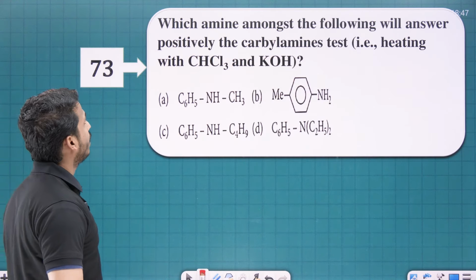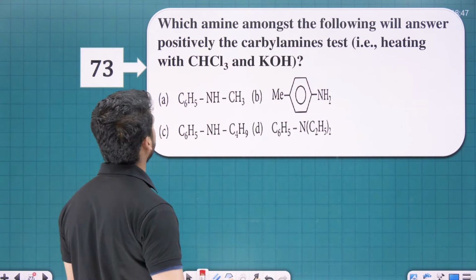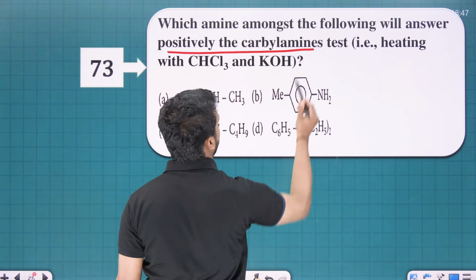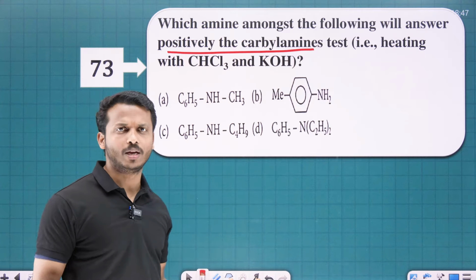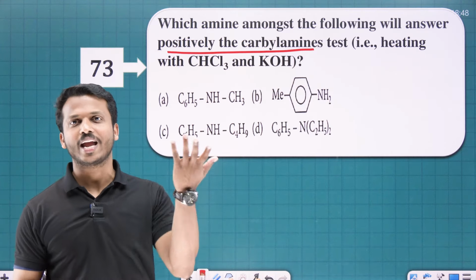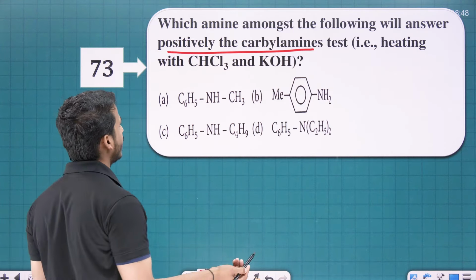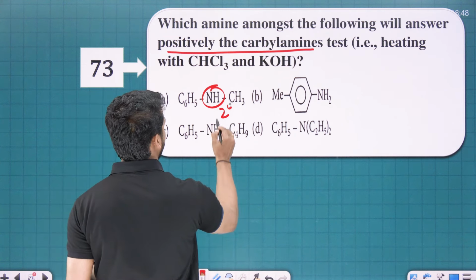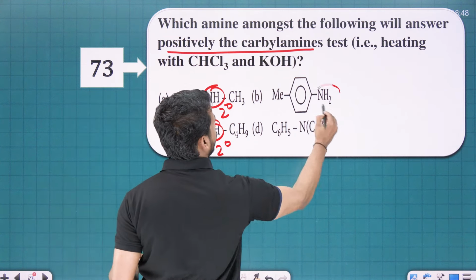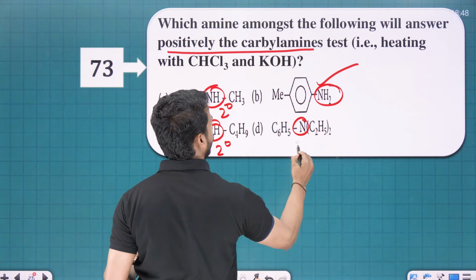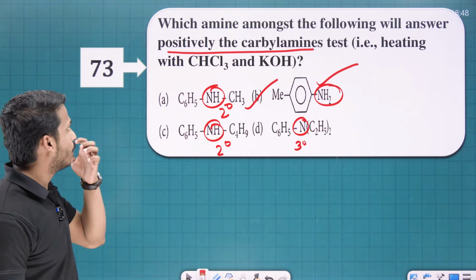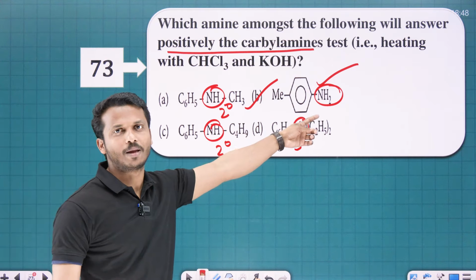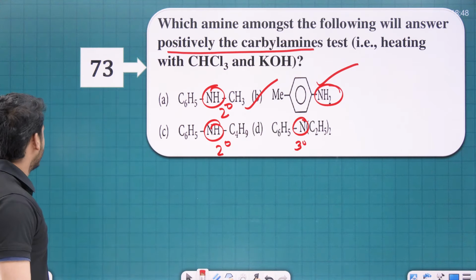Next one. Which amine among the following will answer positively with the carbylamine test? Again they are asking you which is a primary amine. Primary amine, how can we find? Check NH2 group is there or not. Where is NH2? This is NH, secondary. NH, secondary. NH2, yes, primary. N alone, tertiary. Same question. So, which will give carbylamine test means primary. Primary, they contain NH2 group.